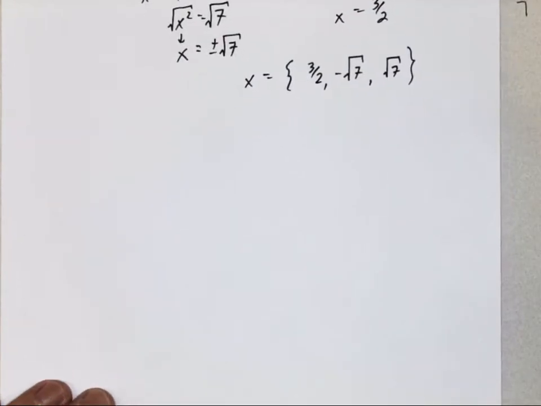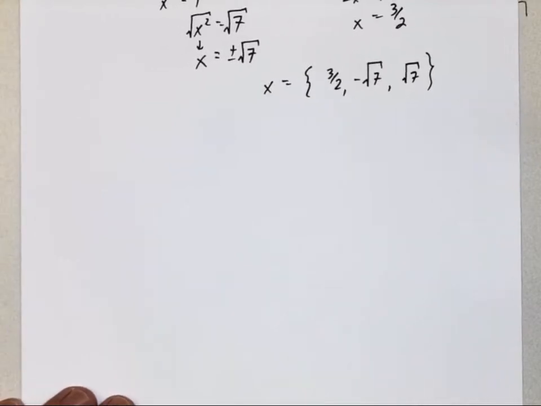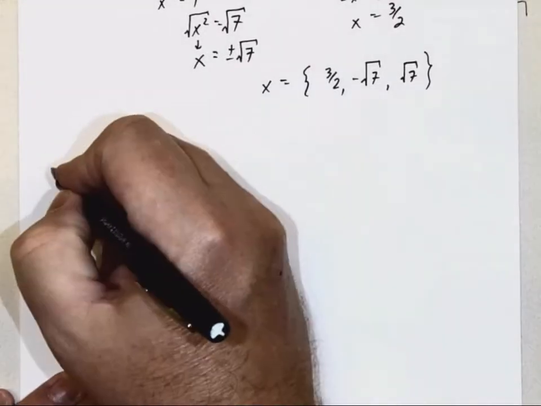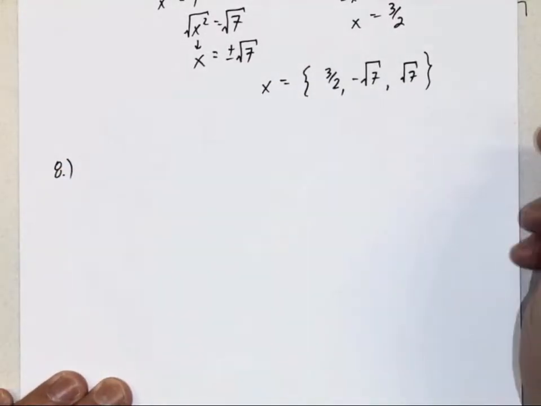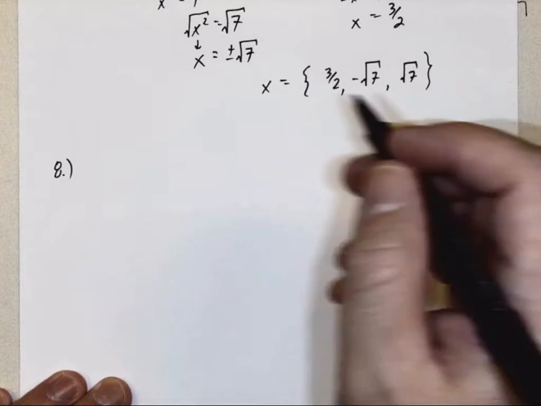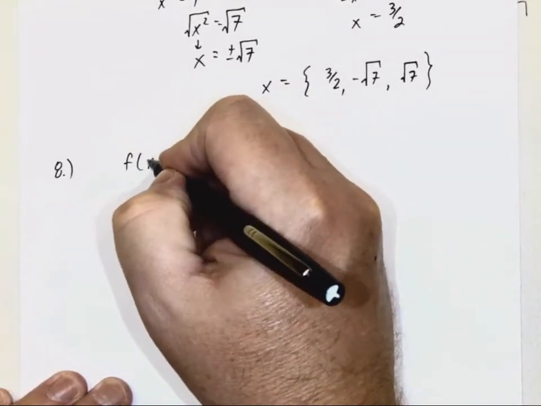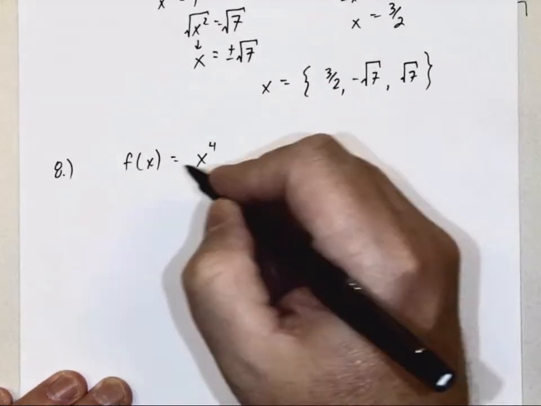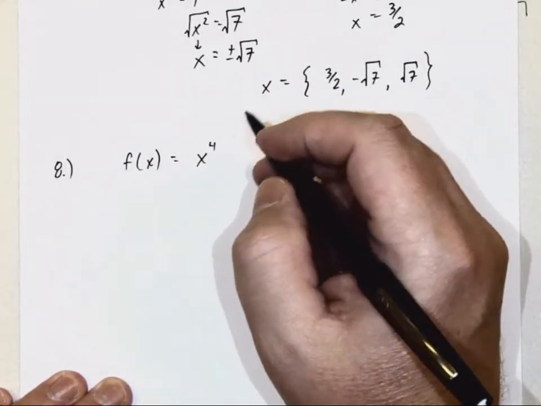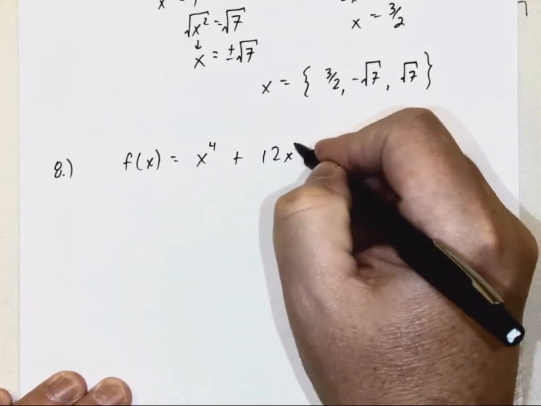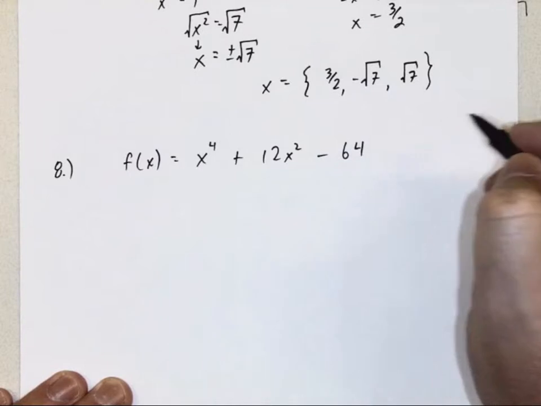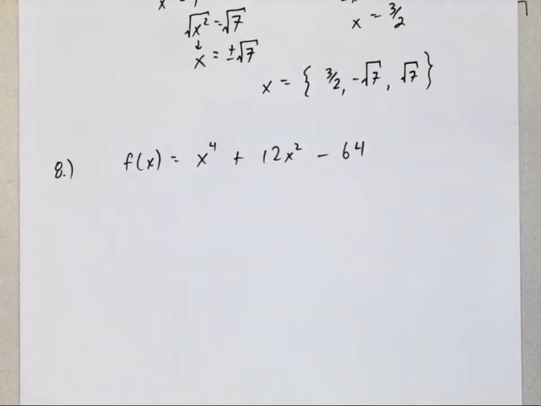Alright, let's just continue on. The next problem, number 8. Now number 8 says to graph the polynomial function. So the function is f of x equals x to the 4th plus 12x squared minus 64.